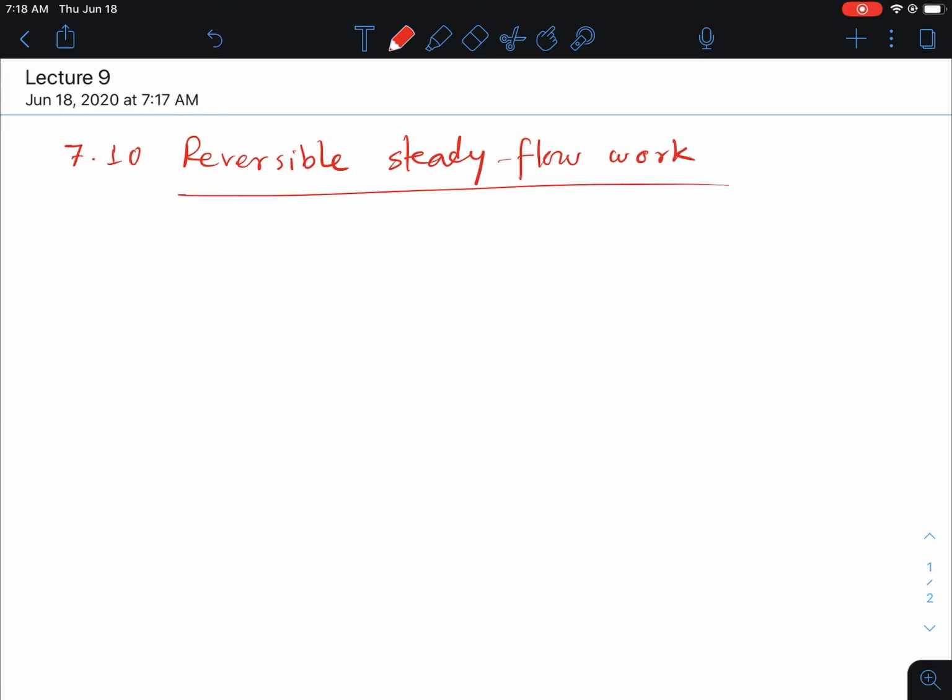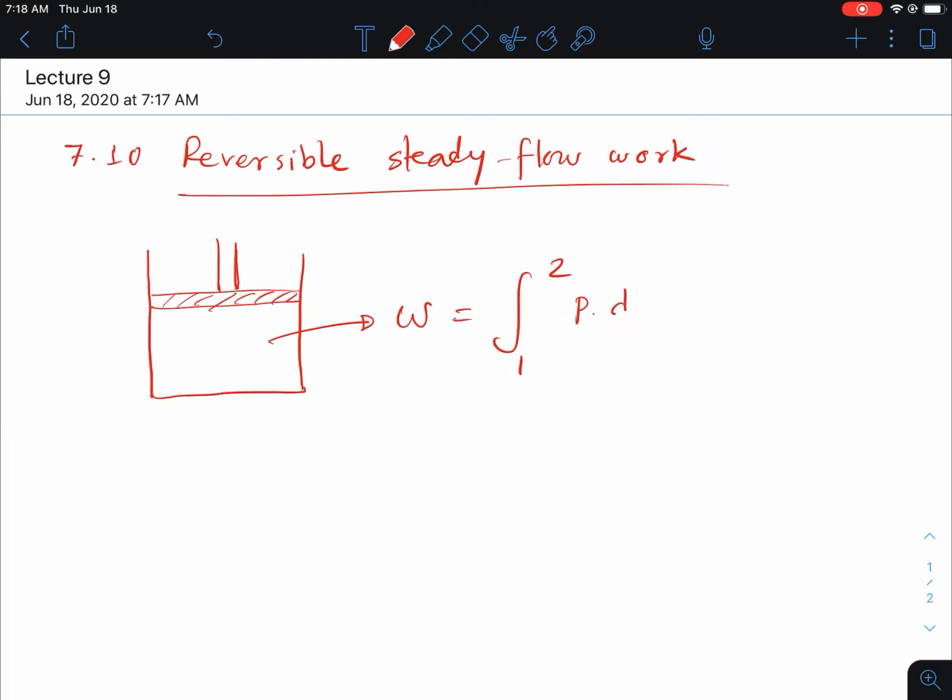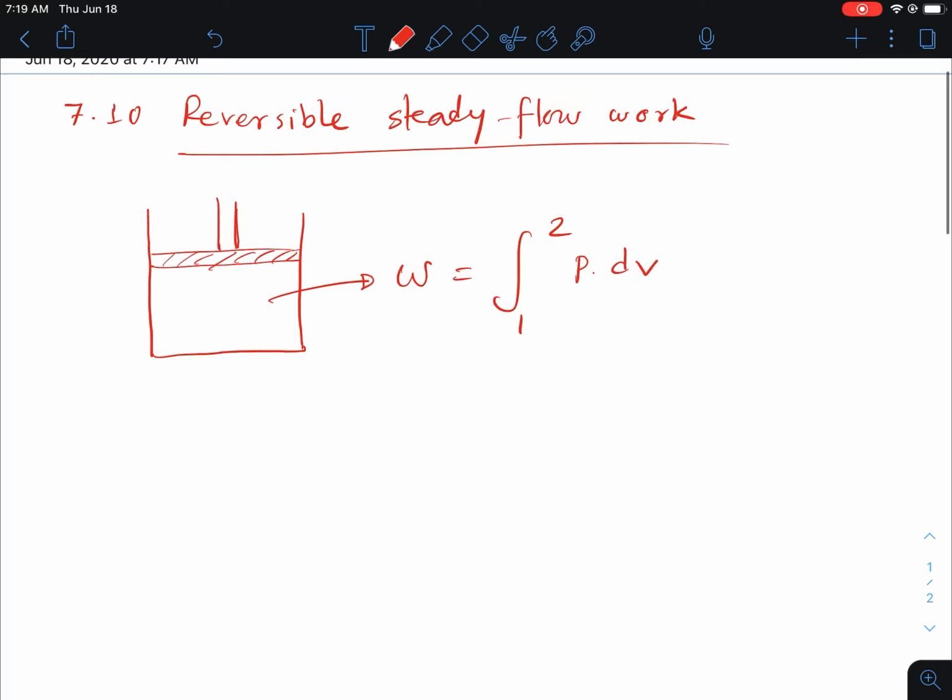In previous classes and chapters we determined the work done by a thermodynamic system when it goes through a quasi-static equilibrium process, and we determined that work for a closed system. If you have a closed system like this, it can change its volume and it can change its pressure. For this type of closed system, we determined the work done: W equals the integral from 1 to 2 of P times dV.